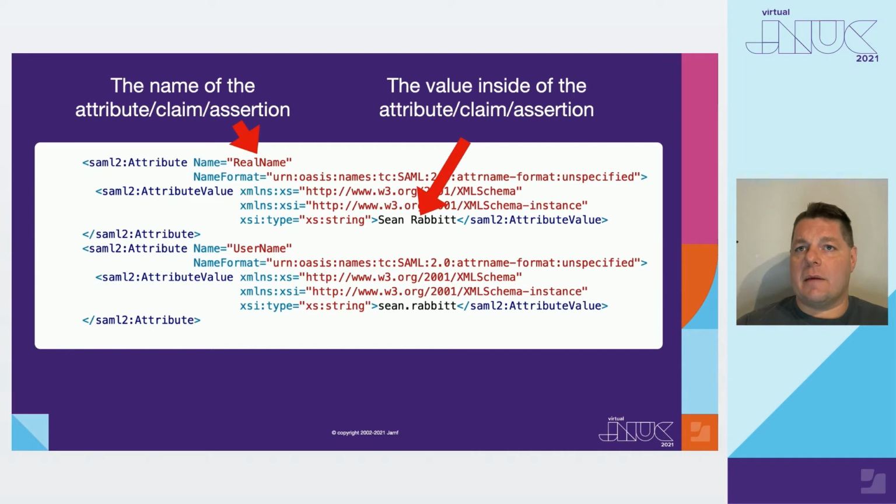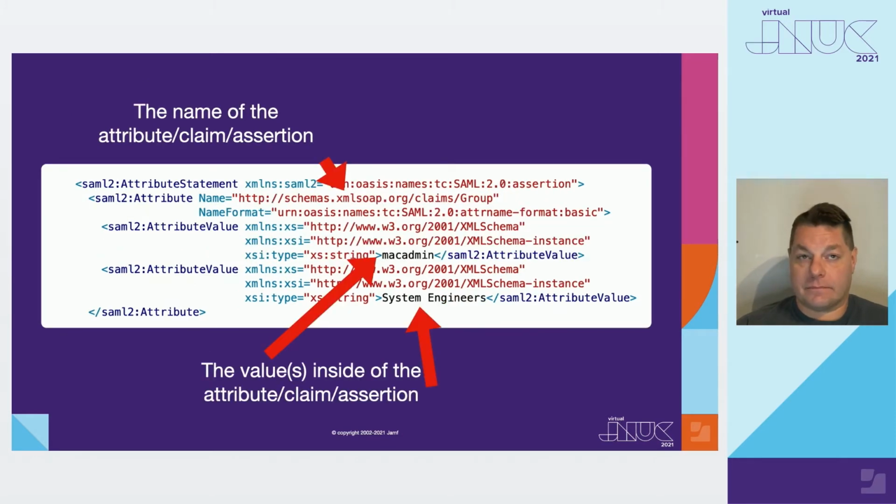XML wraps up claims in a bunch of information about the claim and then the value of the claim. In this case, we have an attribute with the name of real name. Inside that string type, contents of the value of real name, in this case, Sean Rabbit. That's me. So if a cloud service needs to know my name, my cloud service can now read this field from the SAML response and know that I'm Sean Rabbit.